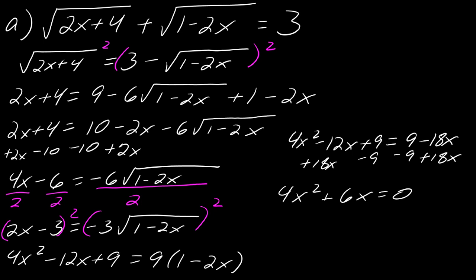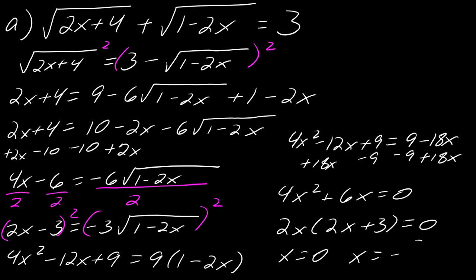So now I can actually factor this out, so I'll factor out 2x. This leaves me with 2x plus 3 equals 0. So my two solutions here are x equals 0 and x equals negative 3 over 2. And once again, I know that those work, so I'm going to omit the check here, but those you would actually want to go back and check.